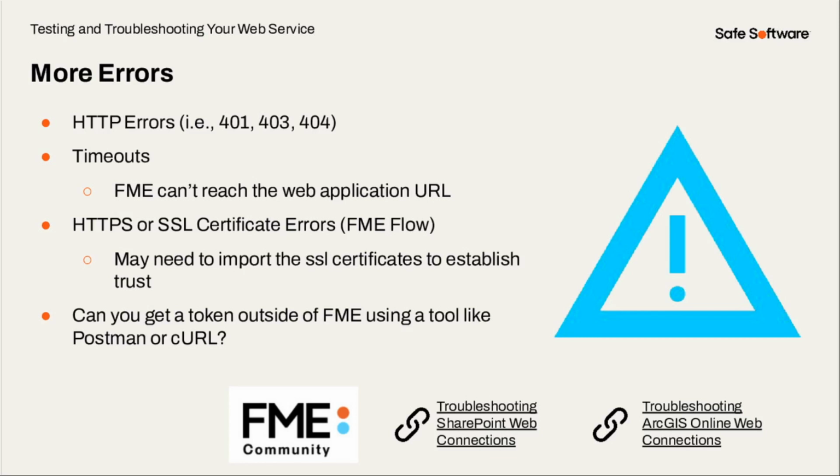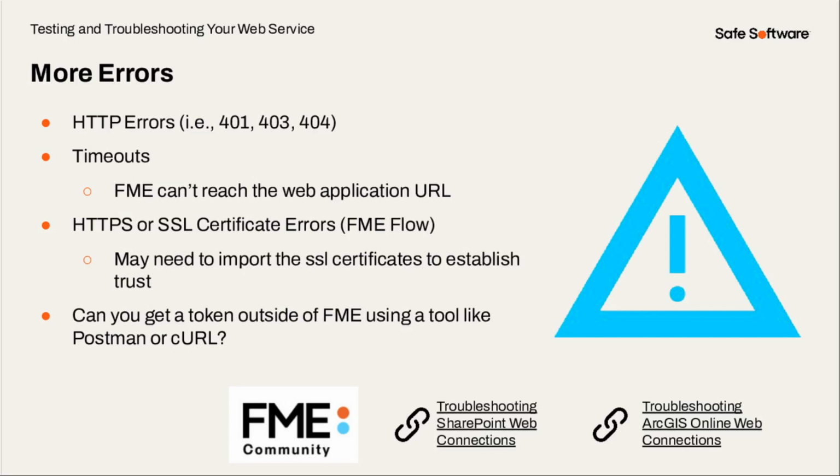Certainly, if you start getting like 404 and timeouts where FME can't reach the web application URL, you want to check if you're behind a proxy. Proxies can often interfere with web connections. Has the proxy been configured correctly on the operating system and in FME Form or Flow where you're trying to make the connection? There could be firewall rules interfering. There's also HTTPS and SSL certificate errors. So you need to make sure, this is more on the Flow side, that your FME Flow instance trusts the web application you're trying to connect to. You might need to import some SSL certificates to establish that trust. And try getting a token outside of FME using tools like Postman or curl. You can try hitting those token APIs on the same machine that FME is installed on.